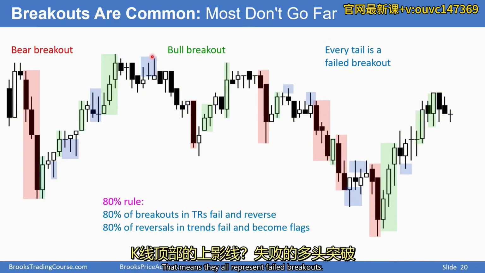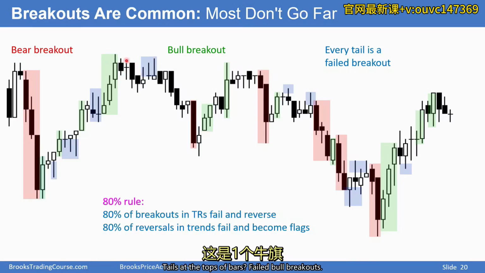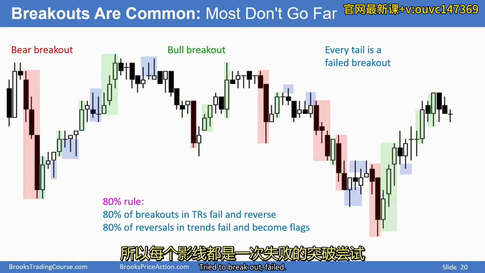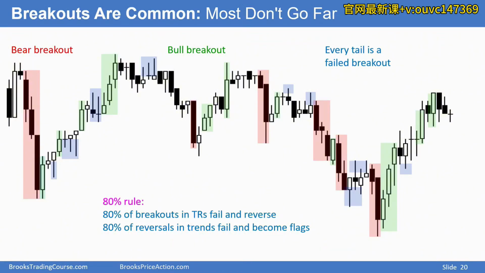Tails at the tops of bars, failed bull breakouts. We have a bull flag. We tried to break out, failed. Tried to break out, failed. So every tail is a failed breakout attempt.